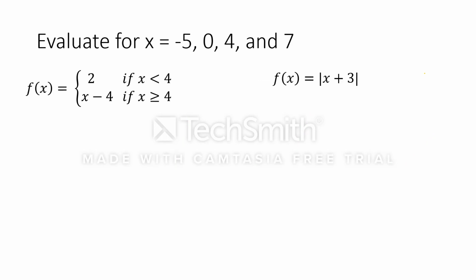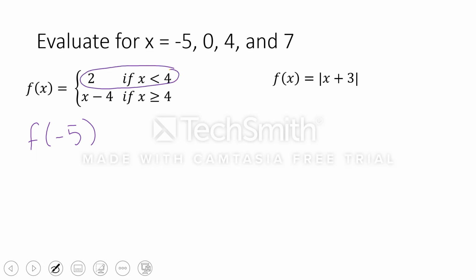Okay, let's do a little practice here. So write this in your notes as we do it together. Let's evaluate for x equals -5, 0, 4, and 7. For this first function, if I'm doing f of -5, that tells me that x is less than 4, so I've got to use this top part of the function. There's nowhere to plug in x. No matter what I plug in, if it's less than 4, I get out 2. So for f of 0, that's also less than 4, so all I'm going to get out is 2.